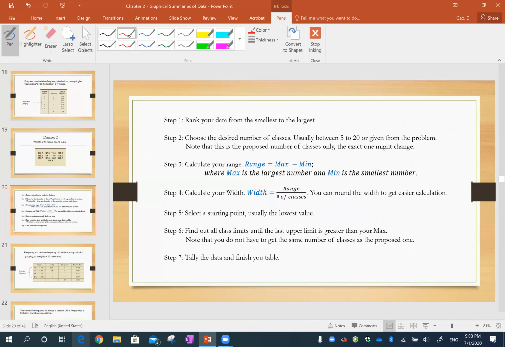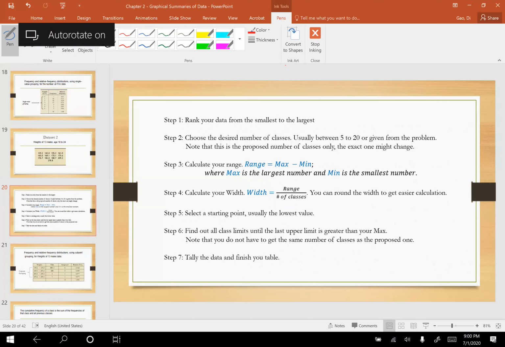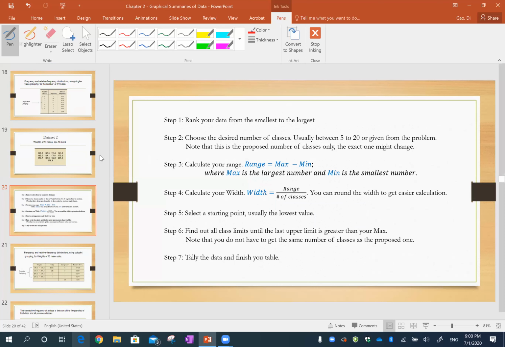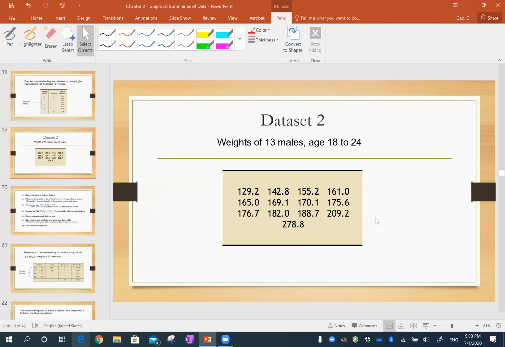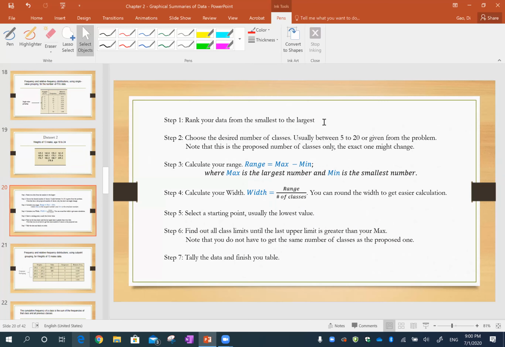Now let's write it down. I think it's already properly ranked, from 129.2 up to 278.8. So this step is checked. And then step 2, we choose the desired number of classes, usually between 5 and 20, or given by the problem. Usually it is given by the problem.